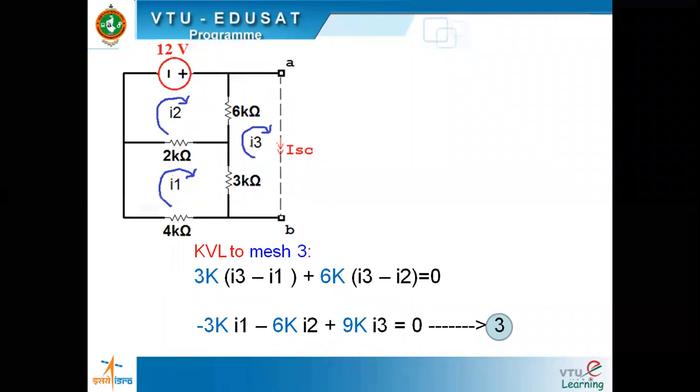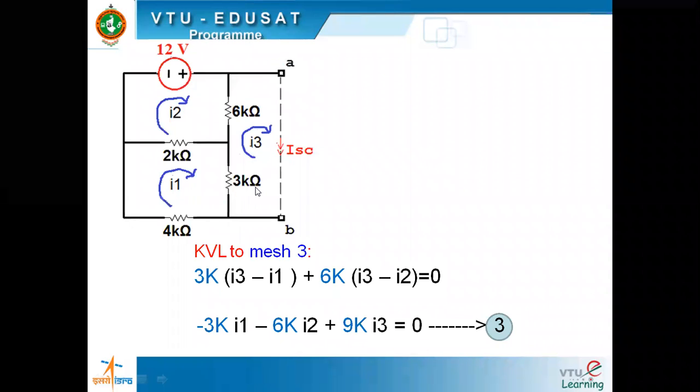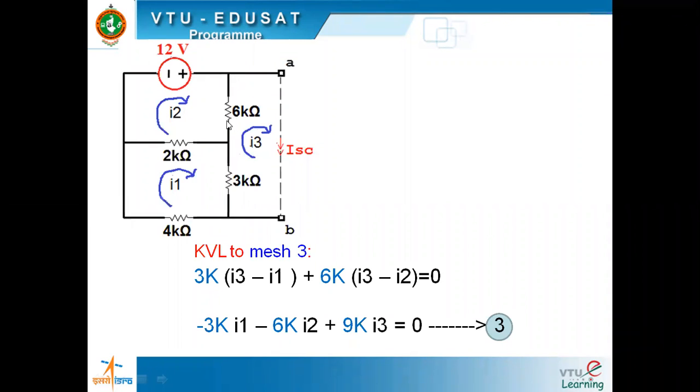Then the third equation can be obtained by applying KVL to what? Mesh 3. So what is it? 3k into (I3 minus I1) plus 6k into (I3 minus I2). You're not supposed to bring ISC there, because ISC is a current and we are writing the voltage equation. So ISC has no place in KVL, whereas in KCL, it had a place.